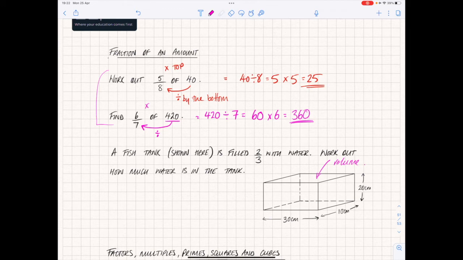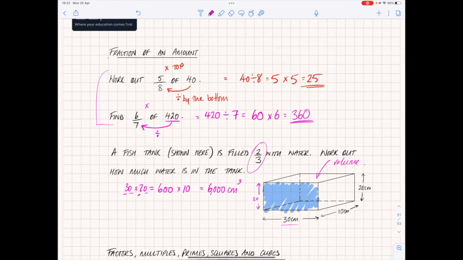It's worth looking at. But I said to you, the first thing you have to do is find the area of the front and then times it by the depth. Well, the area of the front here is 30 times 20. If you didn't have a calculator, just do 3 times 2, which is 6, and then add your 2 zeros back on. And then you're doing that times by the depth, and the depth in this case is 10. So you're doing 600 times 10, which gives you 6,000. So we're saying it's 6,000 centimetres cubed.